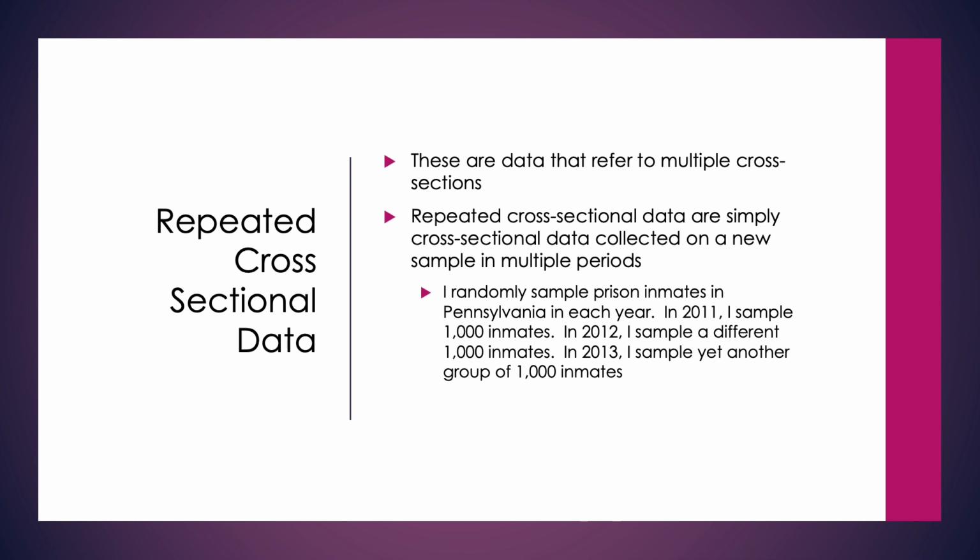Or maybe I collect data on crime rates in Texas cities for the year 2018. Repeated cross-sectional data are a little different because this refers to multiple cross-sections. So this is just cross-sectional data collected on a new sample of units in multiple different periods of time. So instead of sampling and surveying prison inmates in Pennsylvania in 1 year, I randomly sample 1,000 inmates in 2011. In 2012, I take another random sample of 1,000 inmates. In 2013, I do another random sample of 1,000 inmates. This is repeated cross-sectional data.